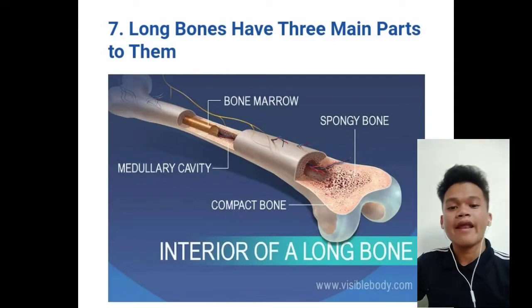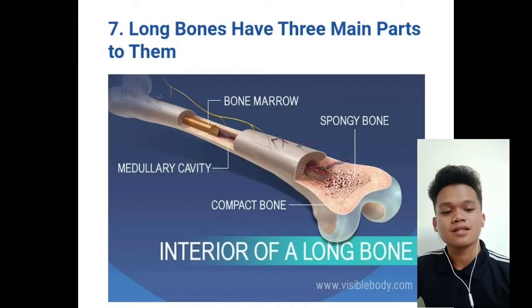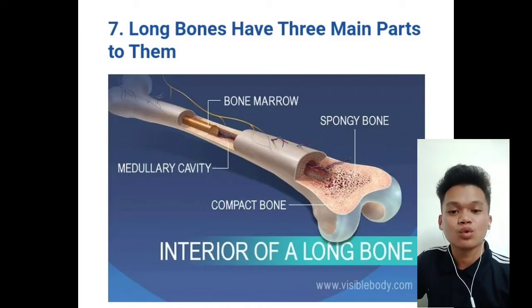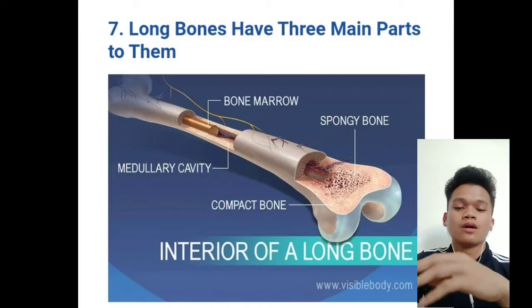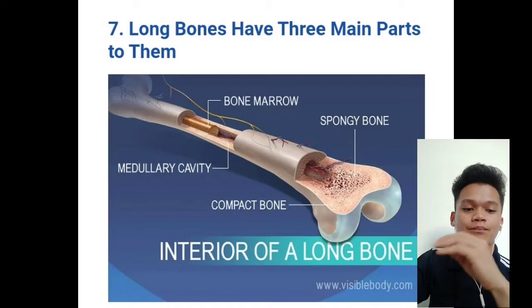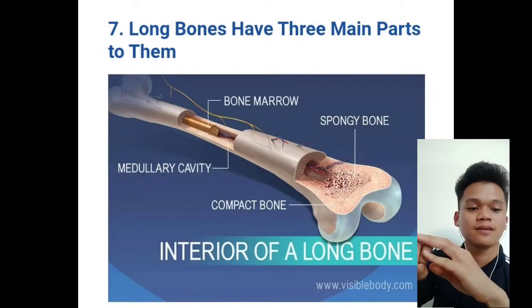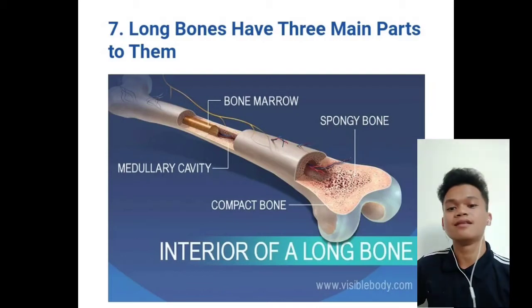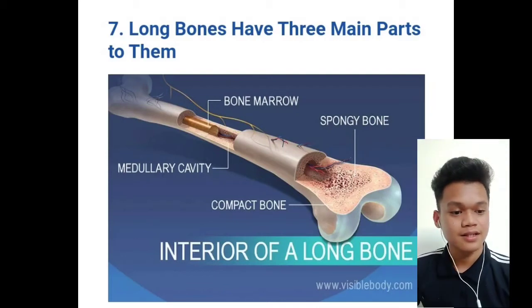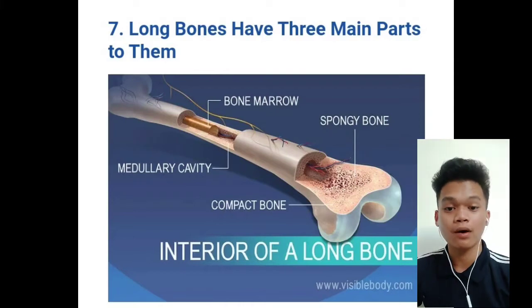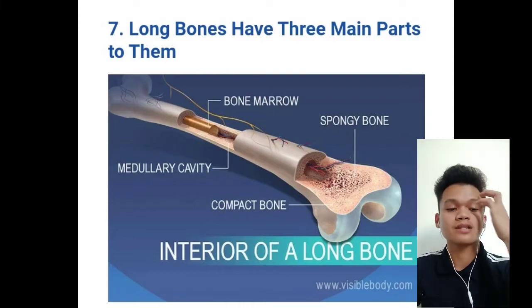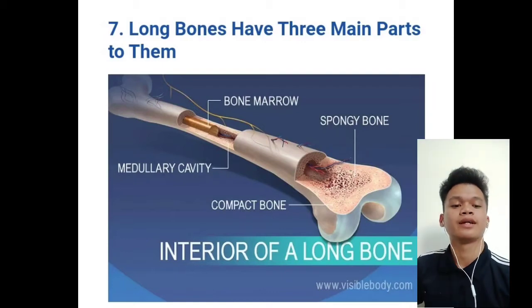The next main part is the medullary cavity, the next layer after the bone marrow. And lastly is the compact bone, the outer part of our bone.